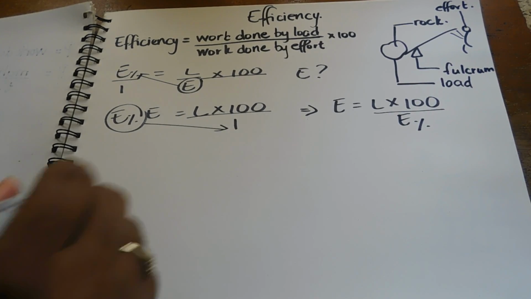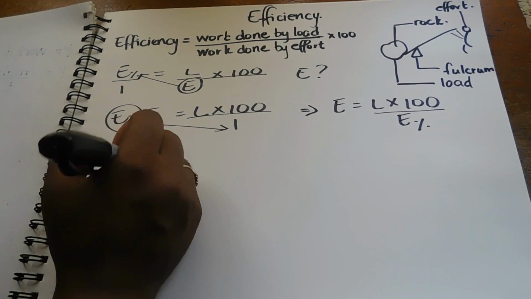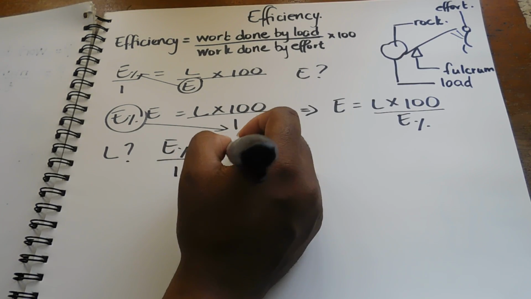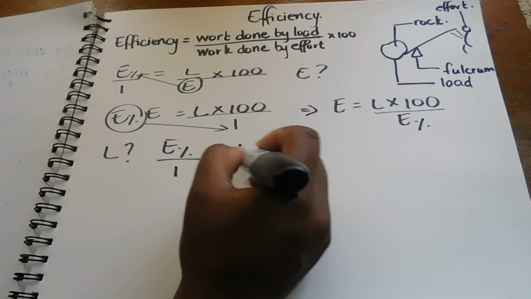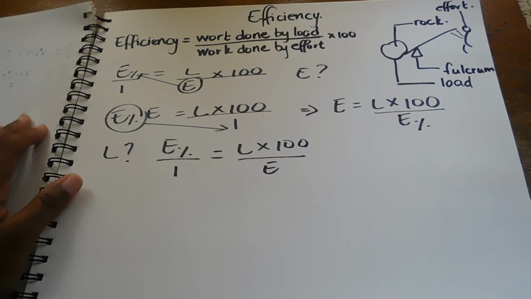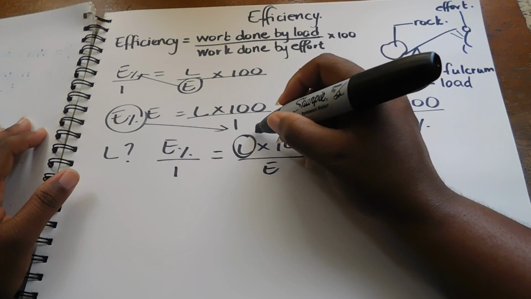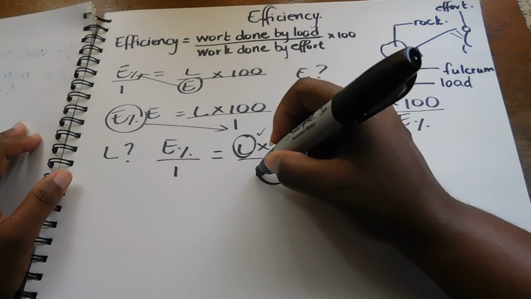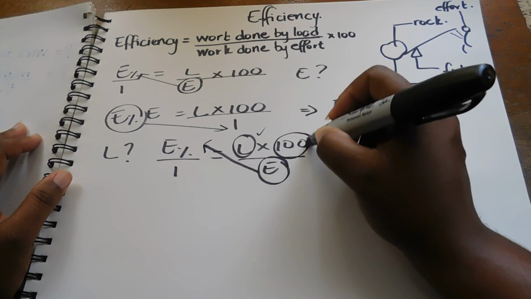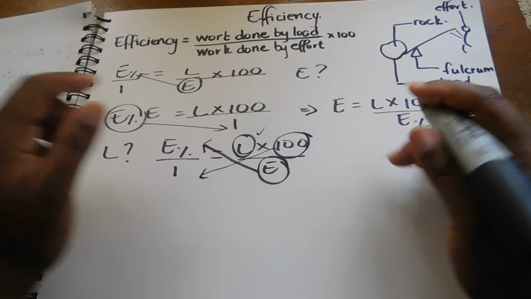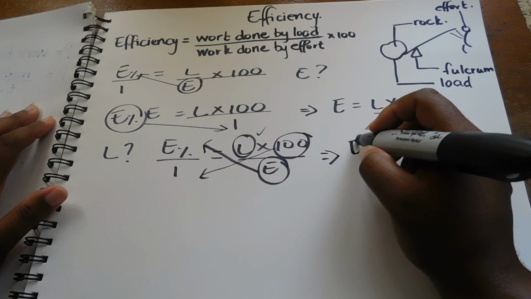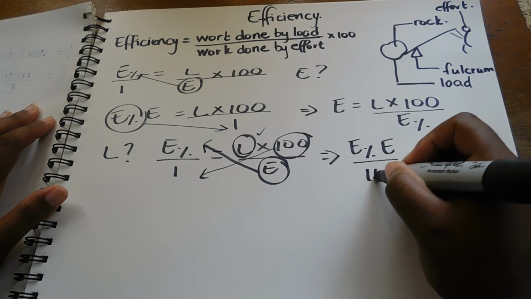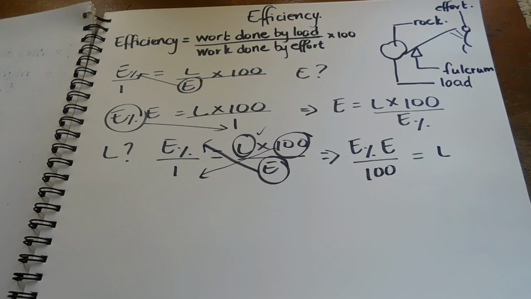Right. Now suppose you were looking for the work done by the load. Again, E percent over 1 is equal to L times 100 over E. We want to find L. Now L is already on top, so you don't want to move it because you're going to just create problems. It's already on top, so you're going to have to move E, and what else? You're going to have to move that 100 because you want to keep L by itself. So you're going to end up with E percent E over 100 equals to L. How cool is that?